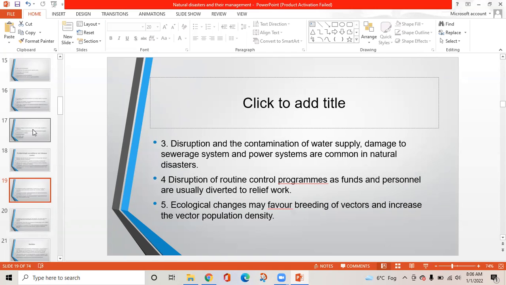Disruption and contamination of water supplies, and damage to the sewage system and power systems, are common in natural disasters. Disruption of routine control programs occurs as funds and personnel are usually diverted to relief work. Ecological changes may favor breeding of vectors and increase the vector population density.